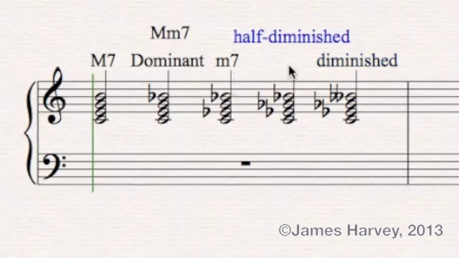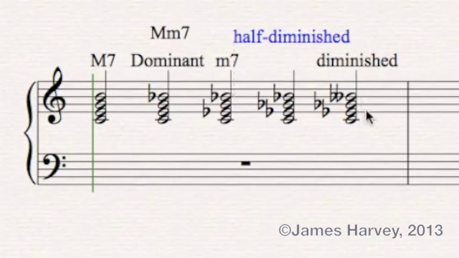So a half diminished seventh chord is only half diminished because the triad is diminished, the seventh is minor. A fully diminished or just a diminished seventh chord is diminished all the way through. It's a diminished triad and a diminished seventh.